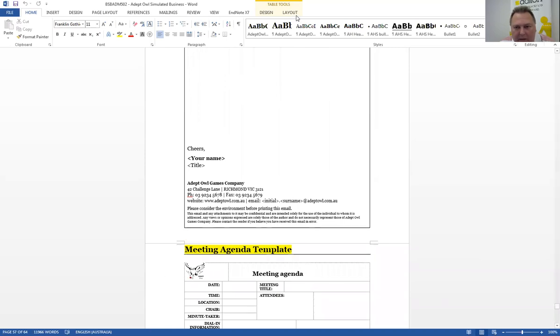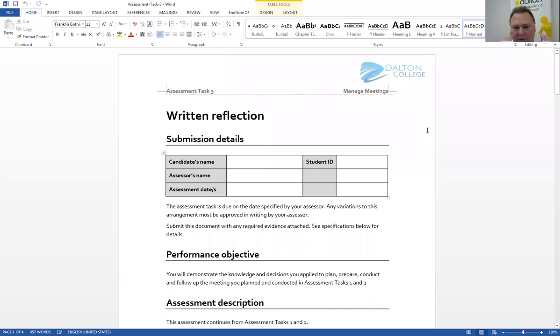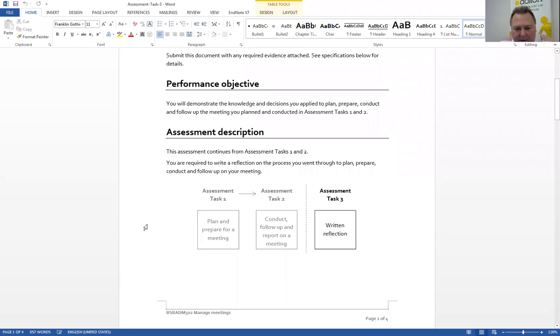So we'll go back now to task 3. So therefore, task 2 should now be completed. The meeting is conducted. Follow up and report on the meeting. So we've gone through assessment task 1. We planned for the meeting using our templates, minutes and meeting templates, agenda templates. We've gone now on to conduct the meeting using those 2 documents in appendix 1 and 2. That should be now completed.